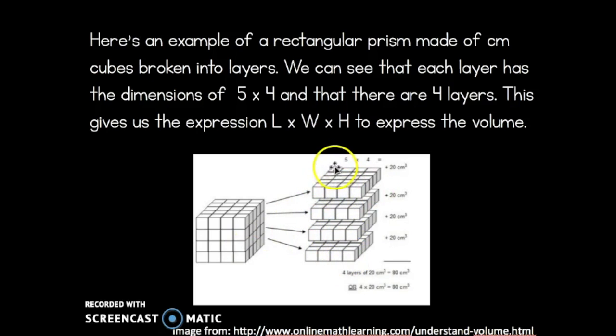So you can see how the area of this top part would be 5 times 4. Right, and that's going to give us 20 centimeters. But because it's three-dimensional, we also have to take into account the layers, which in this case is 4. So we can add all of that up, or we could multiply 20 times 4, and it's going to give us 80 centimeters cubed.